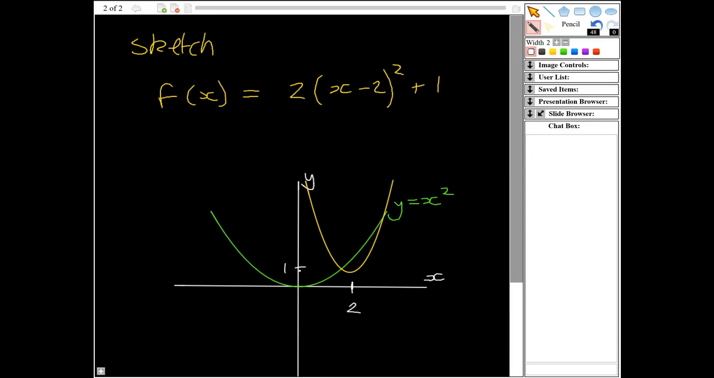Okay, so to work out the vertex of my curve, it is from the translation, it's shifted 2 to the right and then 1 up. So it's 2 to the right and then 1 up. So that's the vertex for my curve, and then my curve should be steeper than the original reference curve because it's being multiplied by this factor of 2 here.